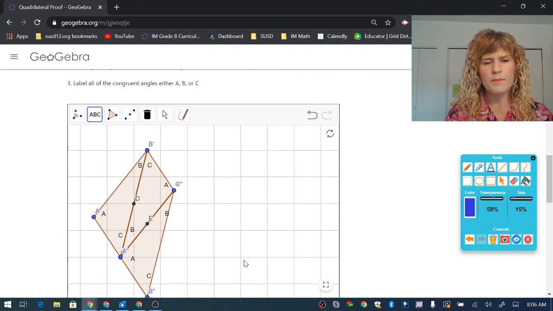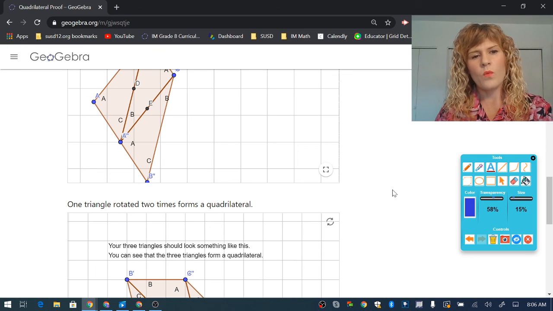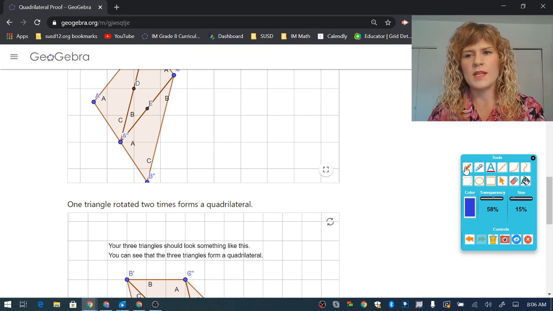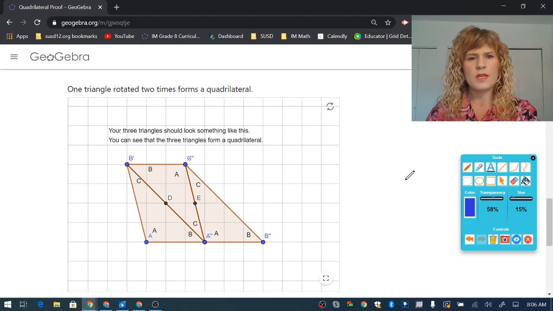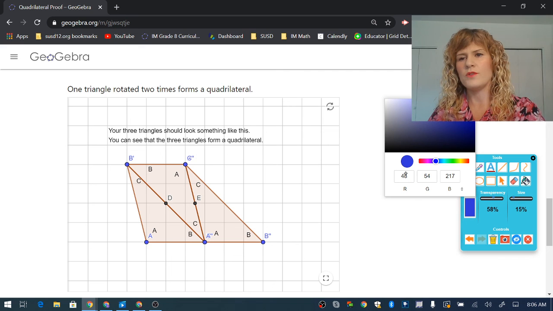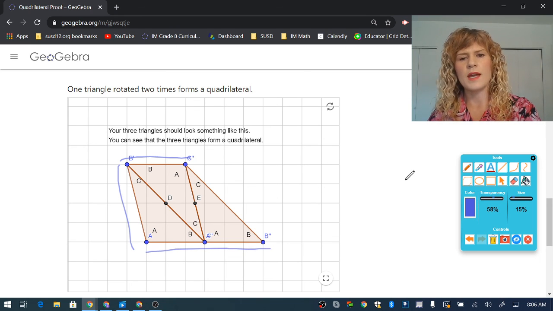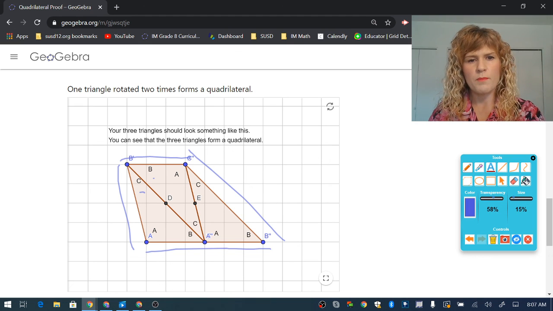Okay, let's add up the degrees. Hold on, look at the next thing. One triangle rotated 2 times forms a quadrilateral. Your 3 triangles should look something like this. If you did it correctly, and you should have, you're going to get a quadrilateral. Here is side 1, side 2, side 3, side 4. Got it? And here I labeled all my angles.